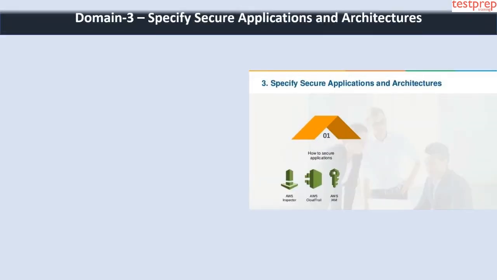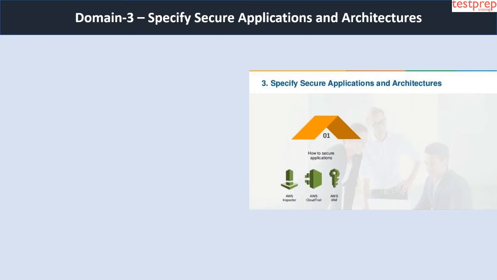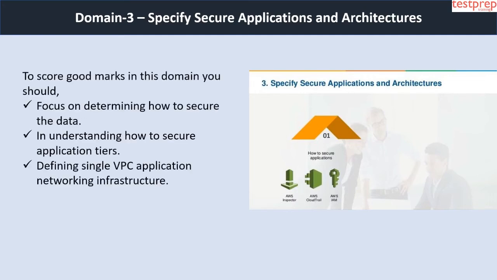Domain 3, specify secure applications and architectures. To score good marks in this domain, you should: first, focus on determining how to secure the data. Second, focus on understanding how to secure application tiers. Third, focus on defining single VPC application networking infrastructure.